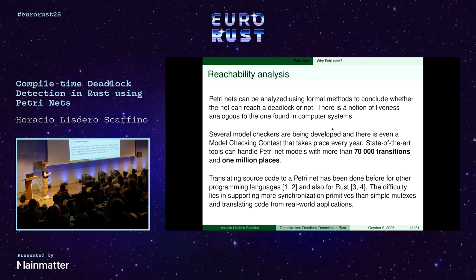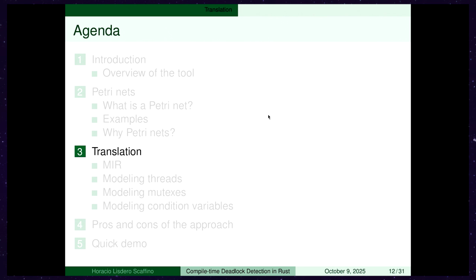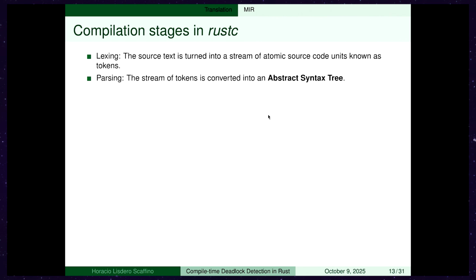And this idea of translating source code to a Petri net has been done before, especially for C, and it has also been done for Rust for simple mutexes. So the challenge, let's say, lies in supporting more synchronization primitives and adding more features, being able to translate more of Rust to Petri nets so that you can then analyze the corresponding Petri net. So let's now see how the translation itself works.